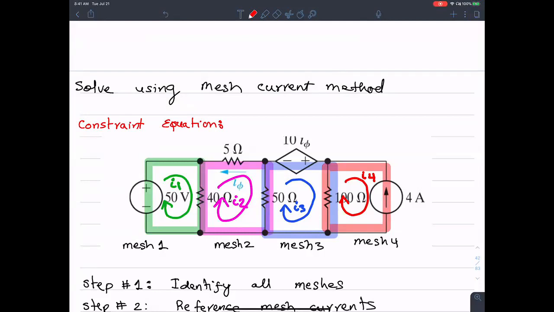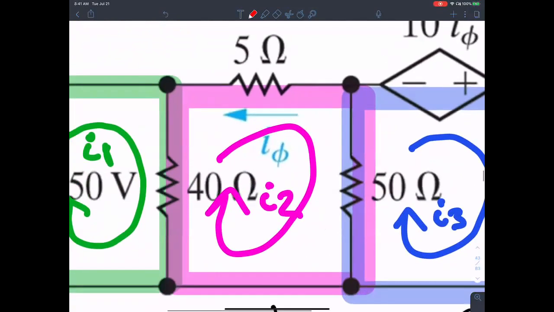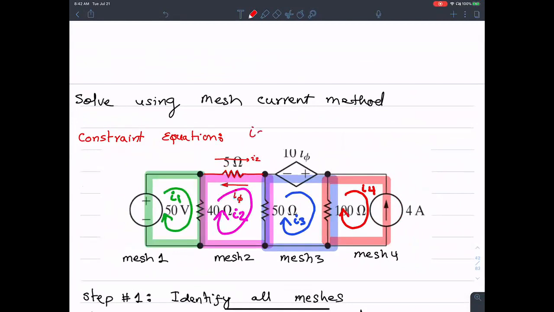If you think about it, the current that is flowing through the 5 ohm resistance, that's I2. This guy is I2, right? And then the same current, when you express it as a variable flowing in the opposite direction, it's I5. So my point is, I2 is exactly the same as negative I5. Is everybody with me?